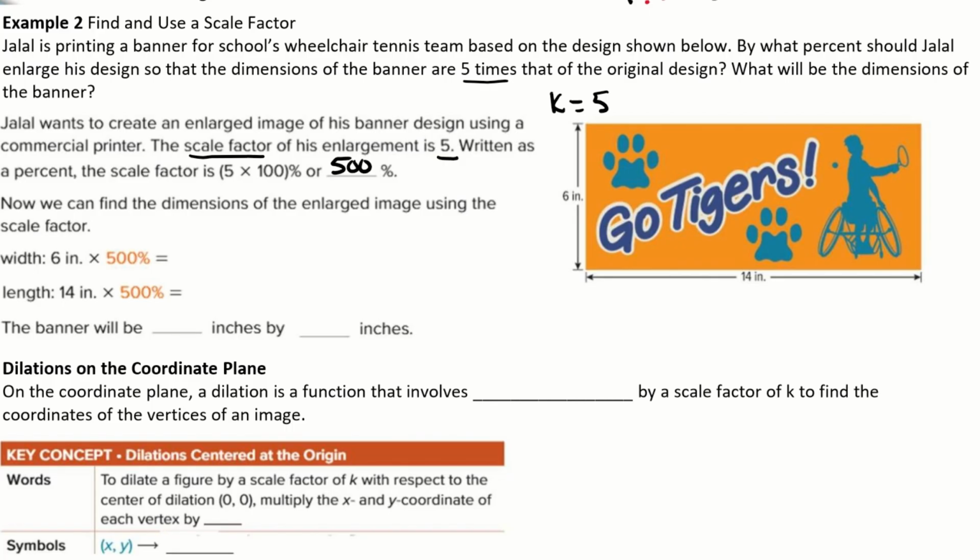So now we can find the dimensions of the enlarged image using the scale factor. So all we're going to do is 6 times 5, because 5 is the same thing as 500%, which is going to be 30 inches. Okay, and then 14 times 5 is 70 inches. All right, so there you go. The banner will be 30 inches by 70 inches. That's it. Pretty simple.